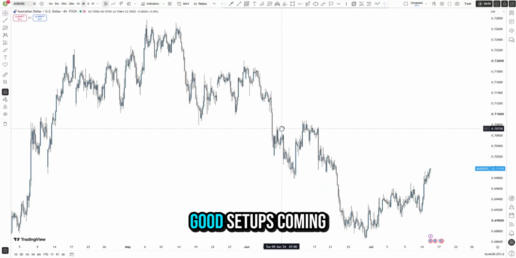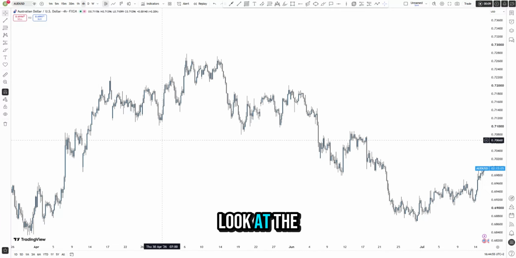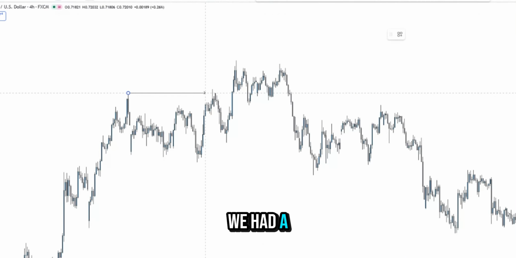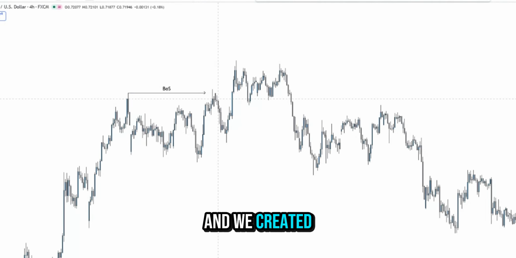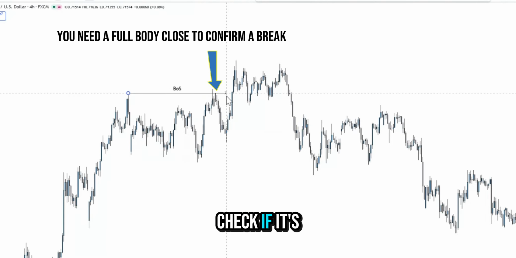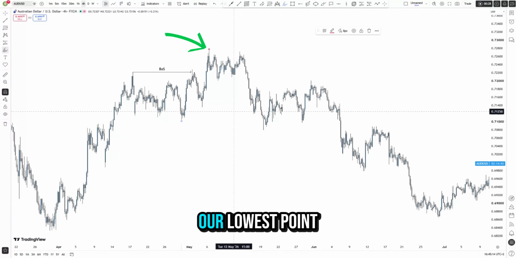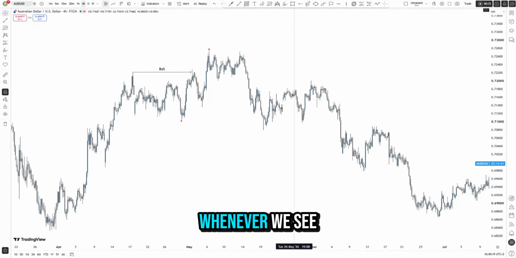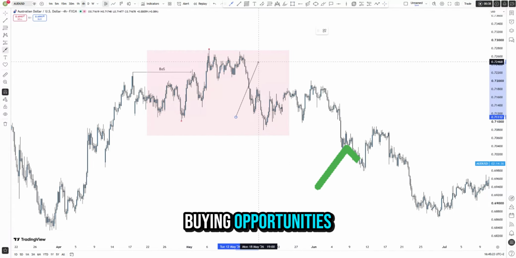I saw some good setups coming in a few days. So let's just look at the structure firstly. As you can see right here, we had a break of structure to the top and we created this. Let me just check if it's a valid high. No, it's not. So this is our valid high around this point here, and this is our lowest point right there. So the anticipation whenever we see this type of price action is for us to look for buying opportunities.